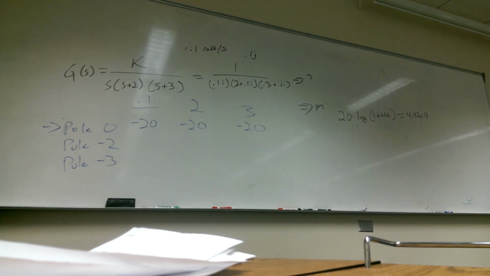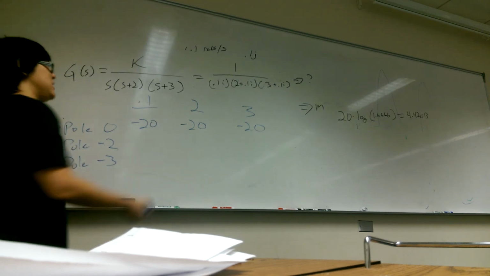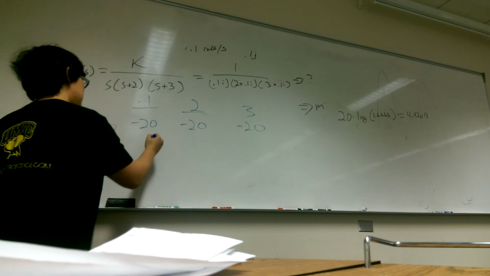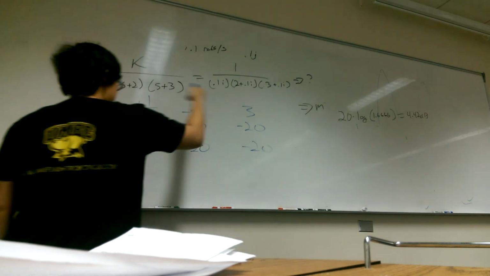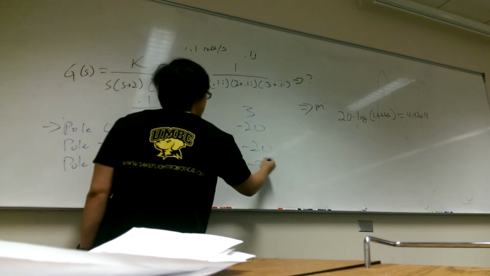Okay. We have a pole at -2, so that doesn't start until 2 radians per second. So 0 here, but then it's -20 here, and then -20 here. And then you can guess what's going to happen for the next one. It's going to be 0, 0, -20.